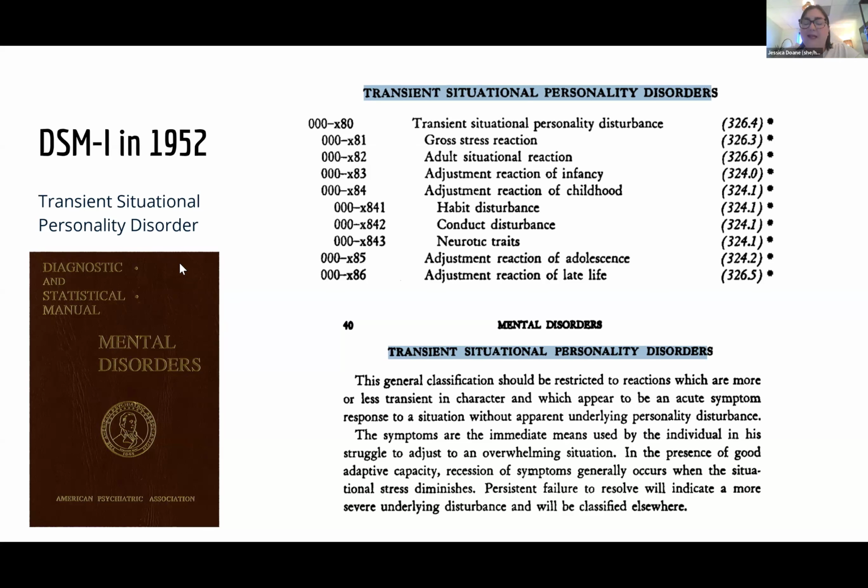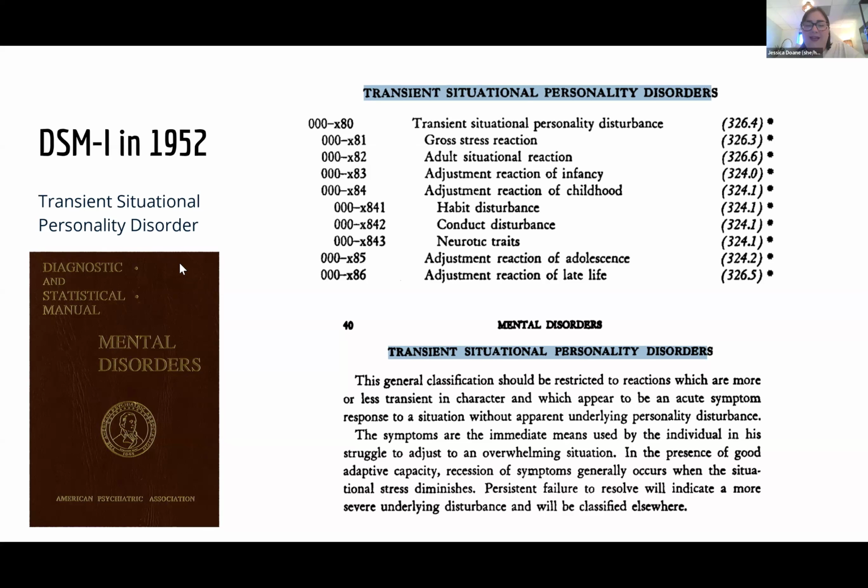Thinking about this, we know as human beings that each phase of life does come with adjustment. So it's really interesting that this was set up, like I said, as a personality disorder. So if we read this classification here, it says this general classification should be restricted to reactions which are more or less transient in character and which appear to be an acute symptom response to a situation without apparent underlying personality disturbances.